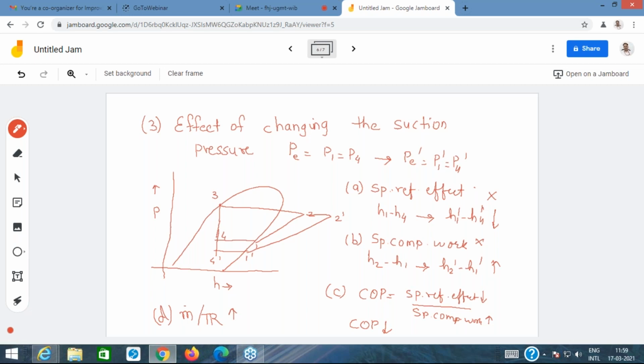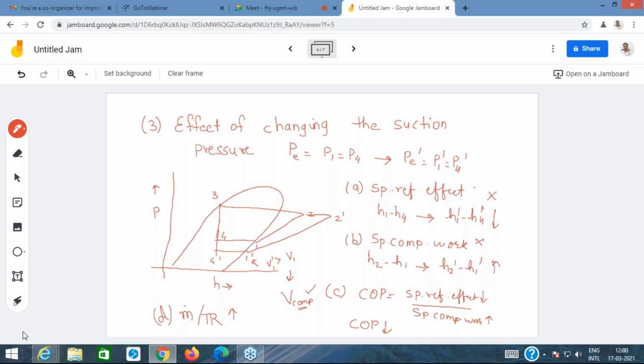Obviously, the duty of the condenser would decrease, and the compressor capacity would increase because the specific volume would increase. Because at a lower pressure, this V1 dash would be greater than V1. So this is going to have an impact on the compressor volume. This is another feature to be understood when we discuss the effect of changing the suction pressure on the performance of the vapor compression refrigeration cycle.